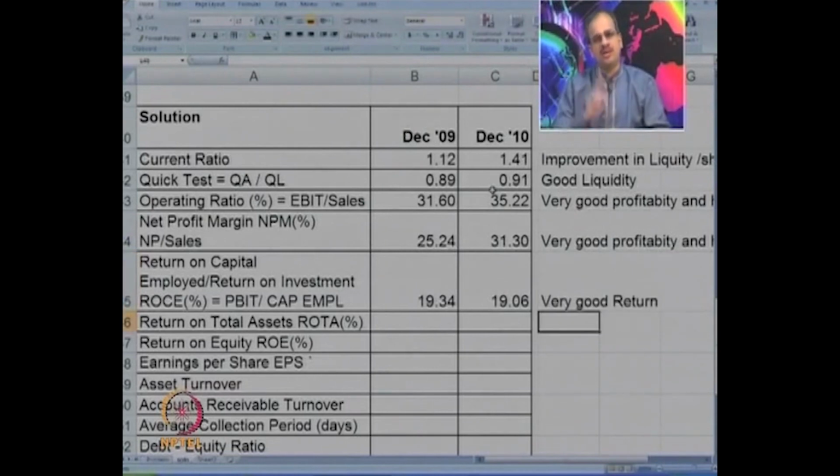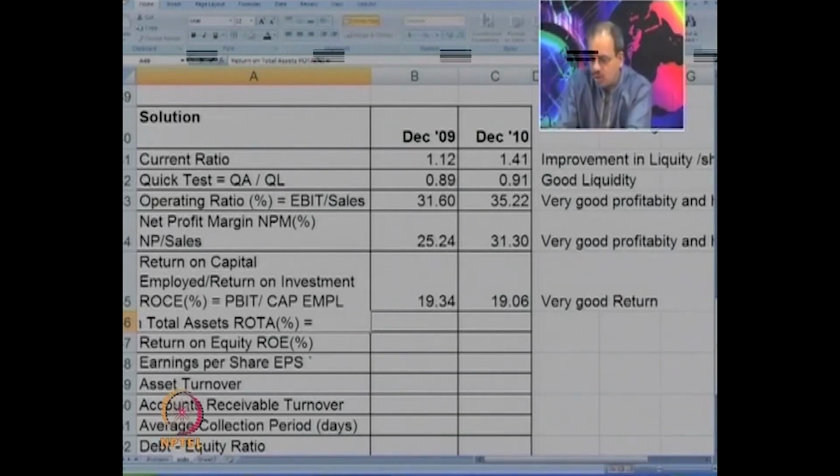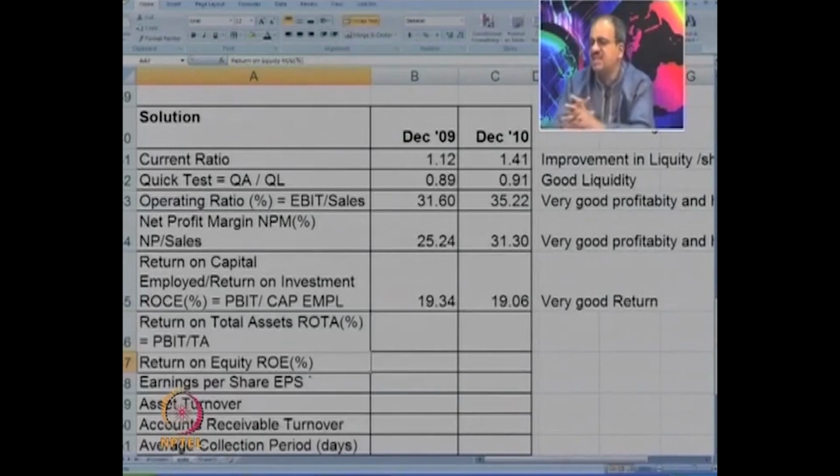So, the company is able to earn a reasonably good amount of return. The next is ROTA, return on total assets. Here we are trying to find the profit generated by the use of total assets. So, we can link it either to net profit or to profit at operations. It is more logical to do it with profit at operations, that is PBIT, divided by total assets, that is TA.